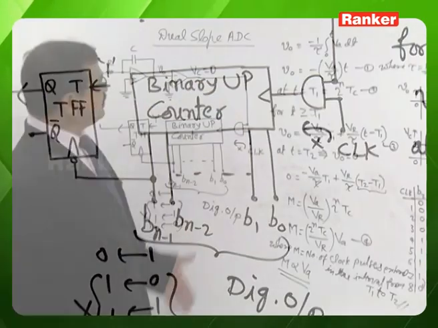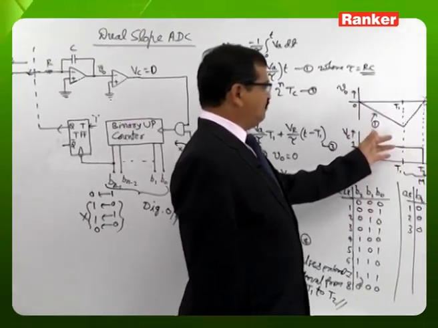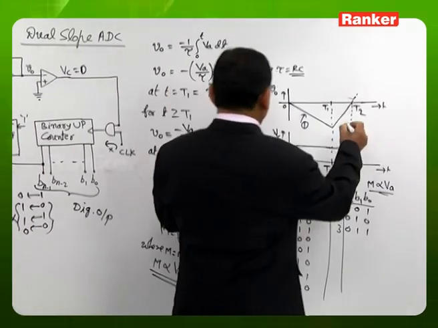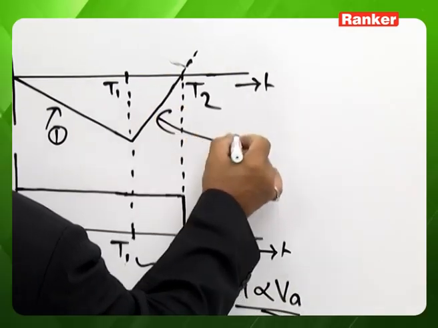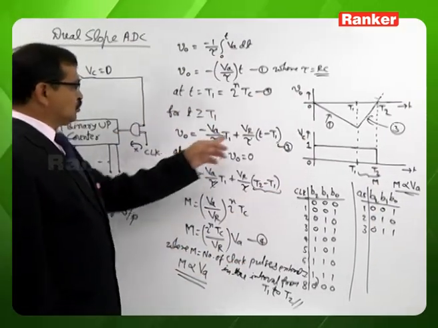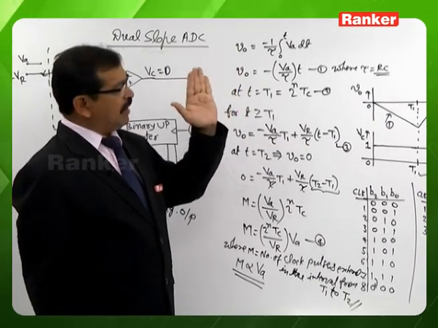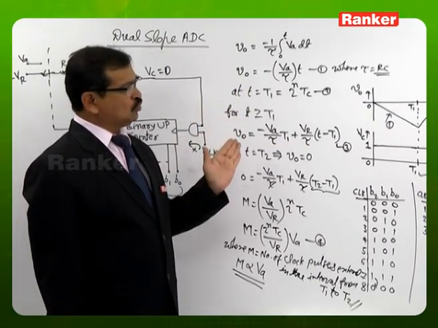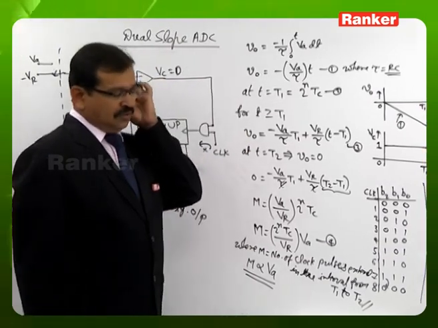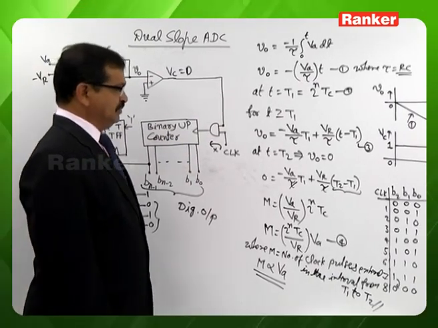And we are naming it dual slope. The reason is, for one part of the integrated output the slope is negative, and for the other part of the integrated output, by using equation 3, the slope is positive. So in the integrated output, one part is a negative slope and the other part is a positive slope. That is the reason to name it a dual slope ADC.